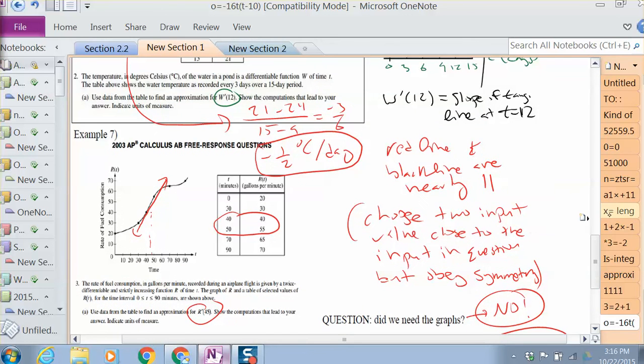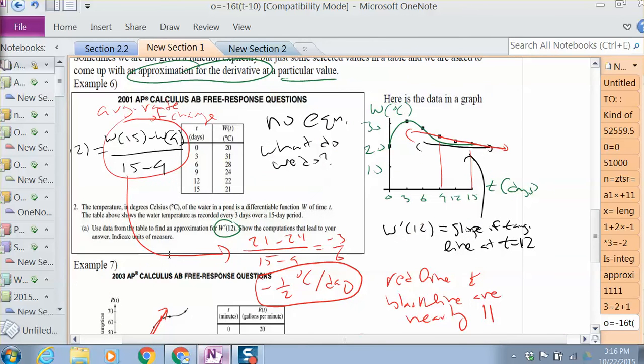And again, choose two input values that are close to the input in question but obey symmetry. Because if you choose two input values that are too far away, like for example, if I did 0 and 90, that might not be as accurate. Whereas if I look at 40 and 50, it's about the same. So, okay, that concludes the video on the rest of the 3.4 notes.